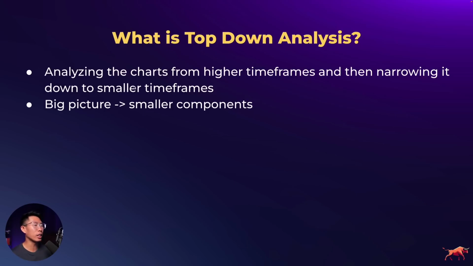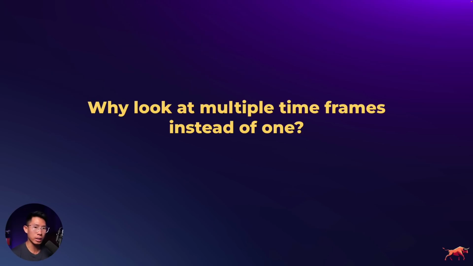It's basically analyzing the charts from higher time frames and then narrowing down to the smaller time frames. Firstly, we look at the overall big picture of the market, and then we go down to the smaller time frames to look for our entry. That is what top-down analysis is. So the next question you might have is, why look at multiple time frames instead of only one?